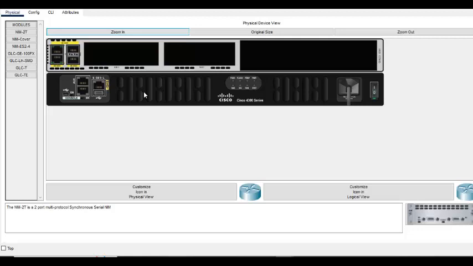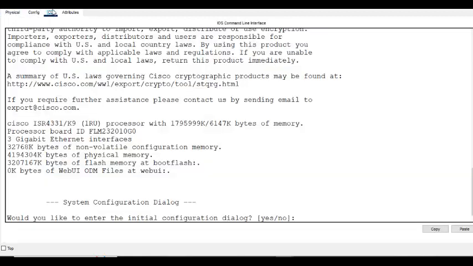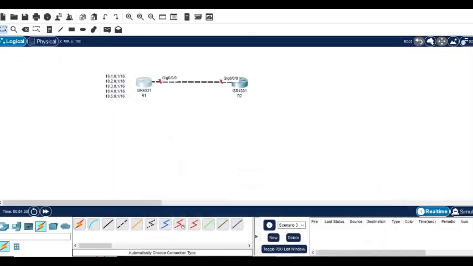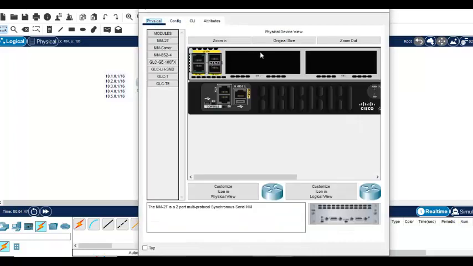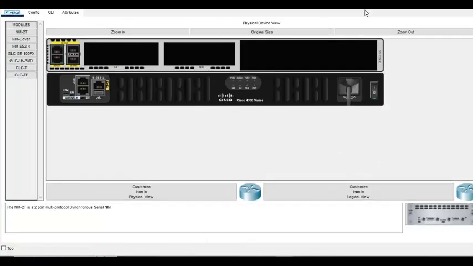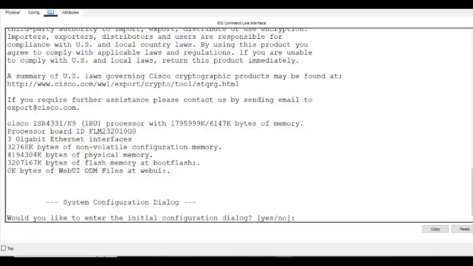But I want to give IP addresses to 5 subnets plus 1 physical interface, 6 subnets, which means I need 6 interfaces, 6 ports. Do I have 6 ports? No, I don't have 6 ports. But still you can have 6 networks. How?